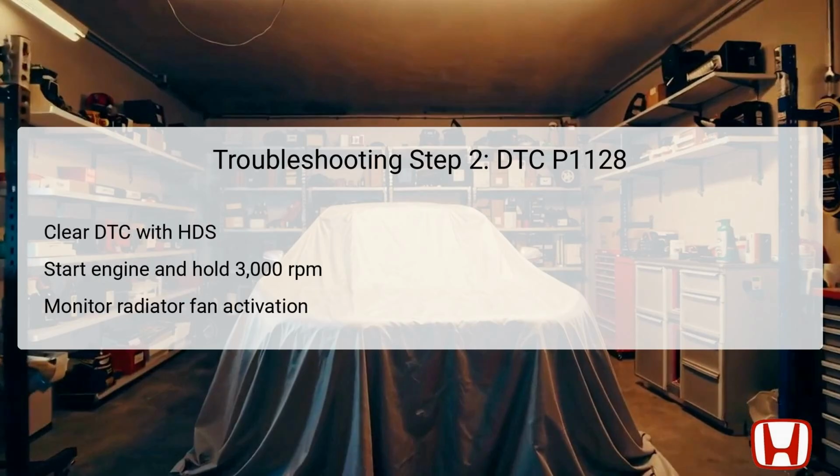In this second step, if the MAP reading was above the initial threshold, clear any DTCs stored in the system using the HDS. After clearing the DTCs, start the engine and hold the engine speed at 3,000 revolutions per minute without applying any load, which requires placing the automatic transmission in park or neutral for manual transmission.